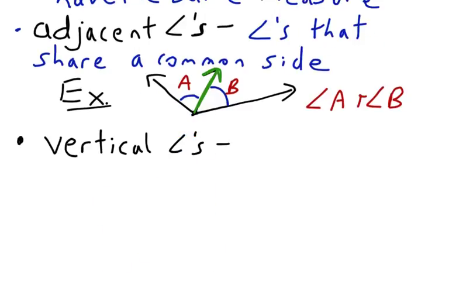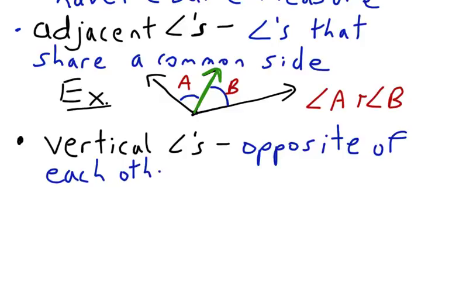Alright, vertical angles. When you think of the word vertical, you think of up and down, right? So these angles could be up and down from each other, or opposite of each other. And maybe I need a spelling lesson. Whoops. Opposite of each other. And they share a common point, or they share a vertex, we could say. And they are formed by intersecting lines.